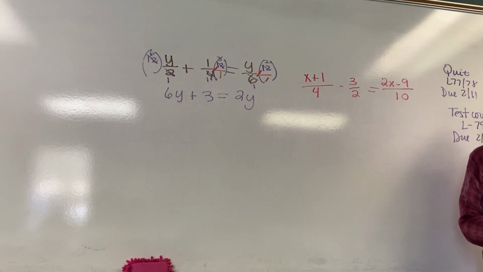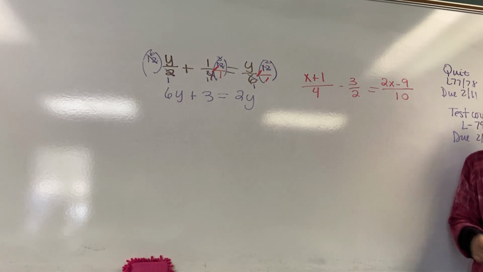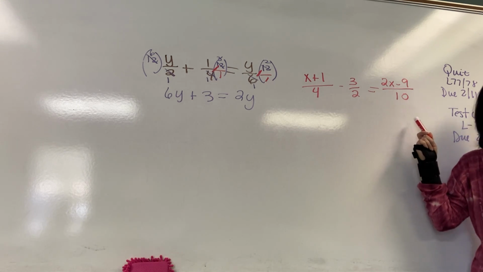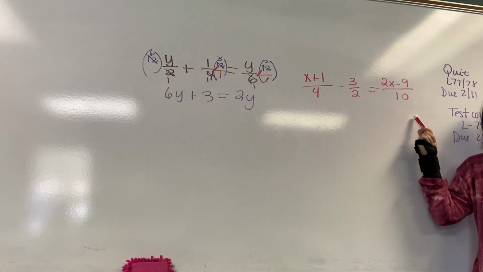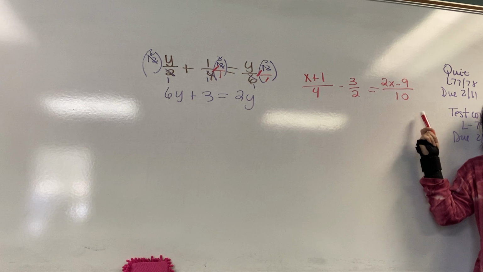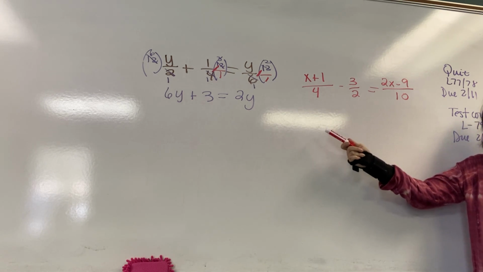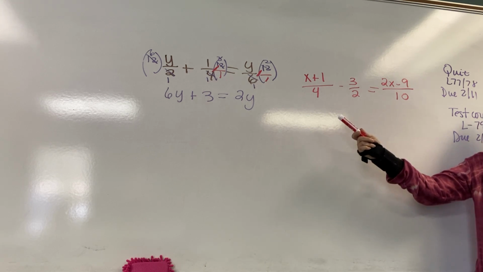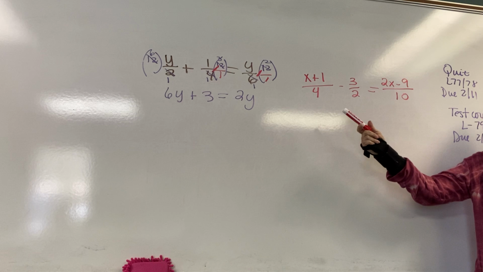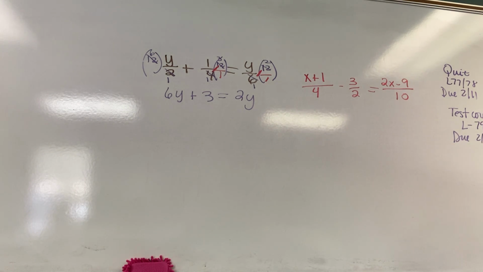The common denominator. Could it be 4 or 8? It's got to be bigger than 10. 10 doesn't go into 4 or 8. So 20. Yeah, 20. 10 goes into 20, 2 goes into 20, 4 goes into 20. So it's 20. What am I doing with 20? You're multiplying it by every term. I'm multiplying by 20.